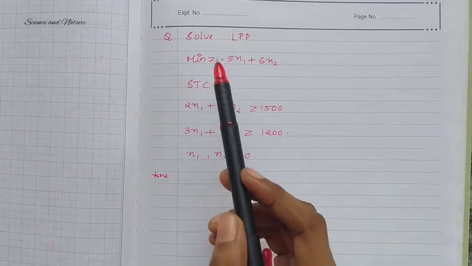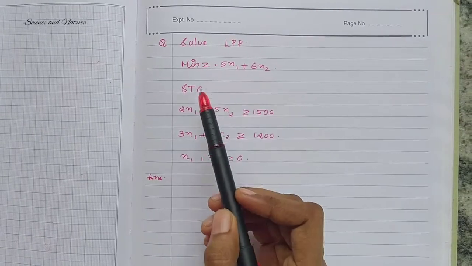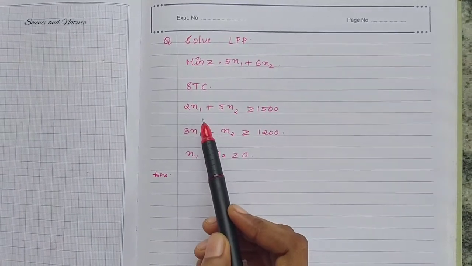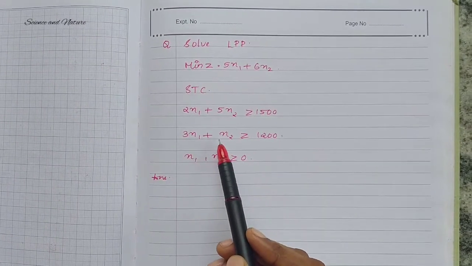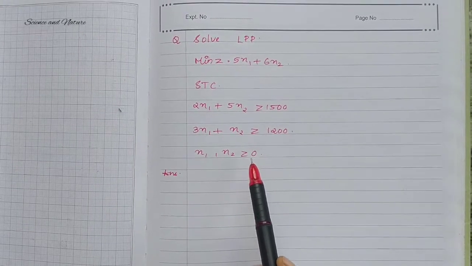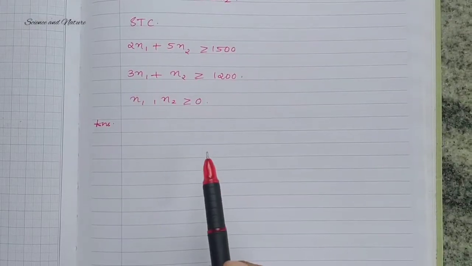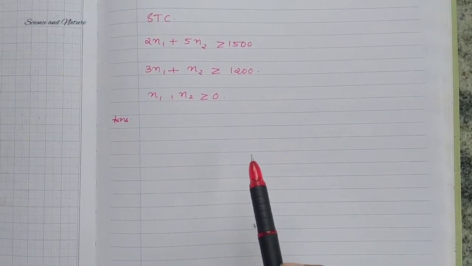Here our question is solve LPP min z which is equal to 5x1 plus 6x2 subject to constraint 2x1 plus 5x2 greater than or equal to 1500, 3x1 plus x2 greater than or equal to 1200, x1, x2 greater than or equal to 0. In this question, first we need to identify whether it is a simplex or Bingham method.